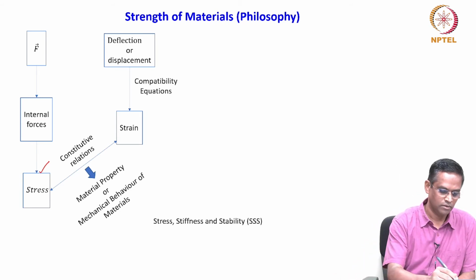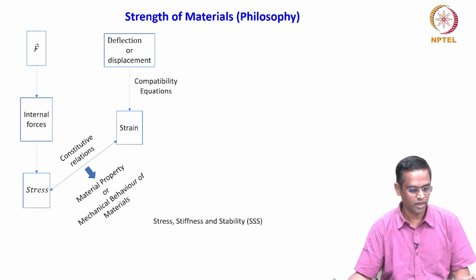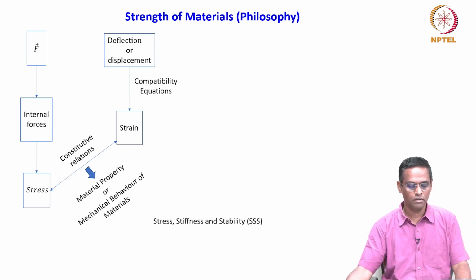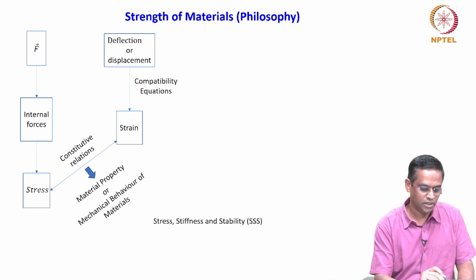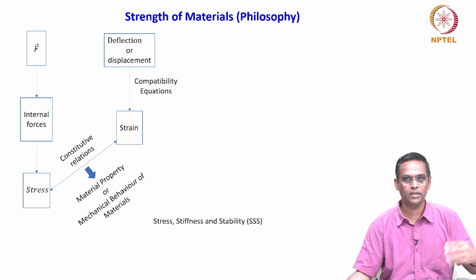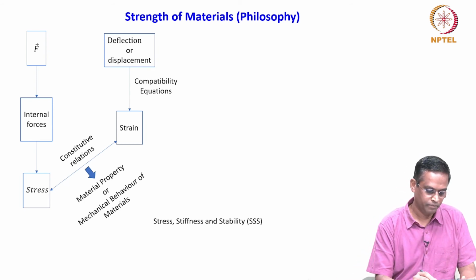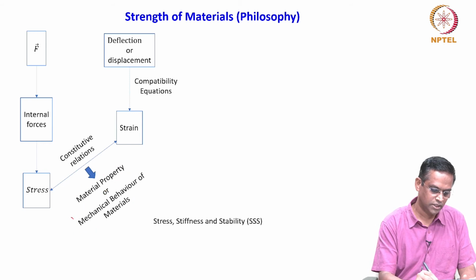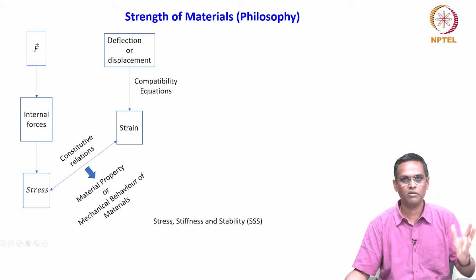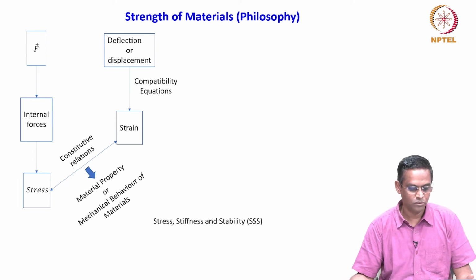The most popular one all of us know is Hooke's law. Okay, it states that stress will have a linear relationship with strain and so on. So, they are all called constitutive relations. From these constitutive relations, we try to calculate the stress, and then from the stress we try to calculate the load and the dimension of the member, which will be based upon the material property or mechanical behavior of materials. So, this is, in a nutshell, the strength of material philosophy.